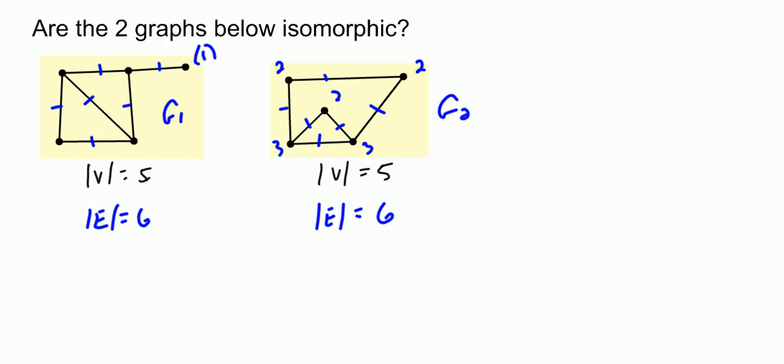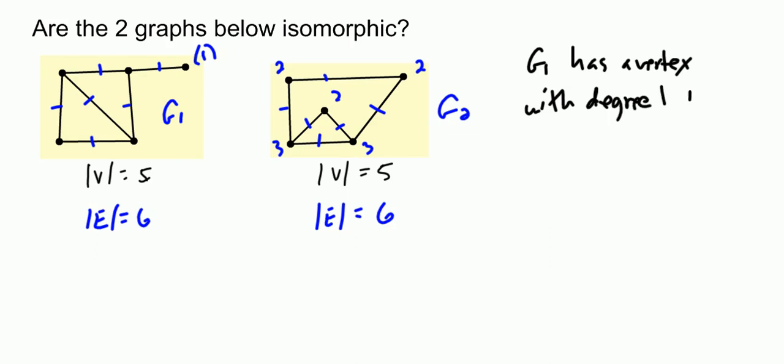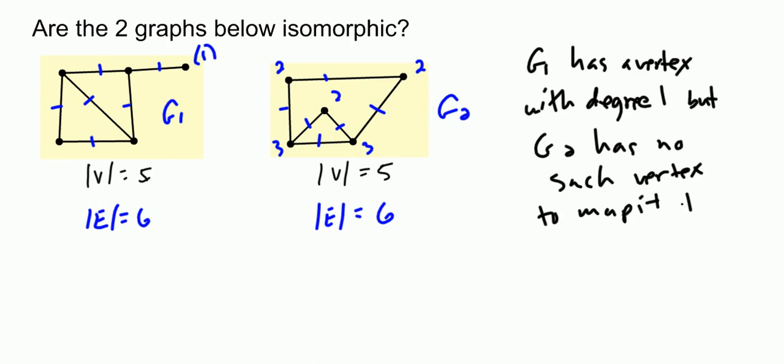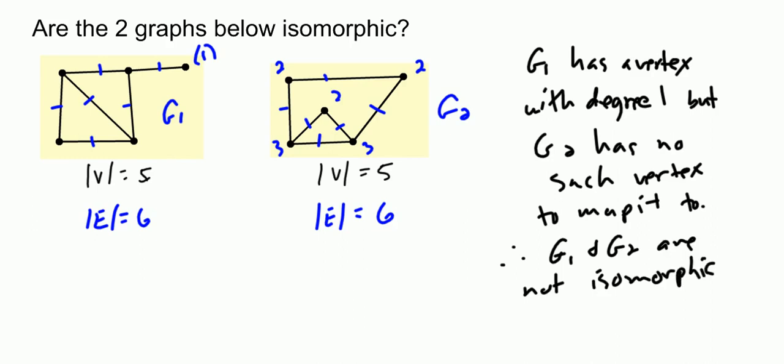So in a case like this, we could say that G1 has a vertex with degree 1, but G2 has no such vertex to map it to. Therefore, G1 and G2 are not isomorphic. So the easiest way to rule out isomorphism is to show you don't even have a chance with a different number of vertices and edges. But you could also have a degree mismatch.